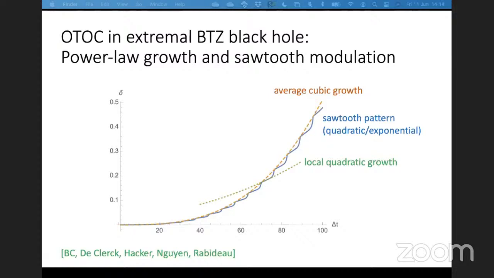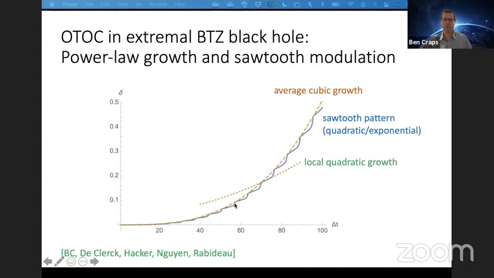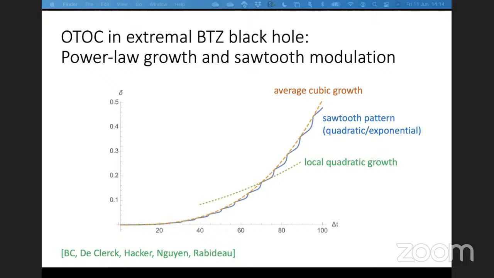Is it like a scrambling time, or is that a different time scale? No, it's much shorter than the scrambling time. The scrambling time, I will come to it, will be the time where this curve caps off and before there is saturation by quasi-normal mode decay. But I will talk about that in a bit. Okay, thanks.